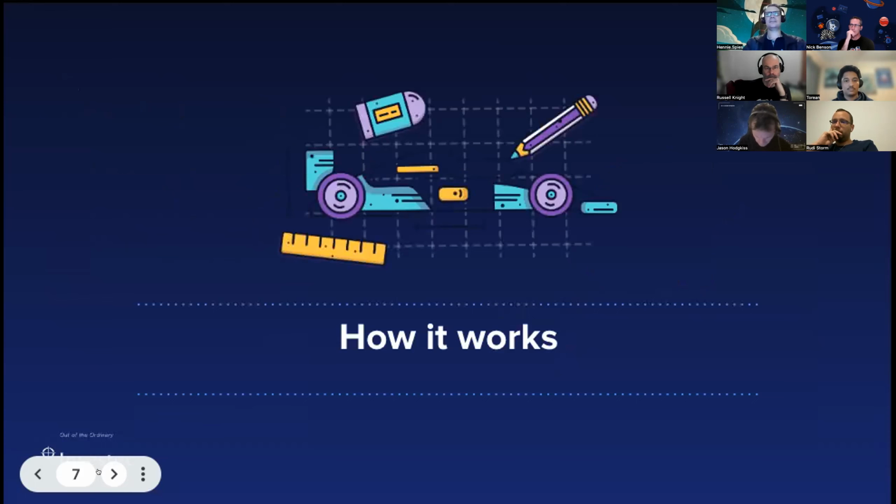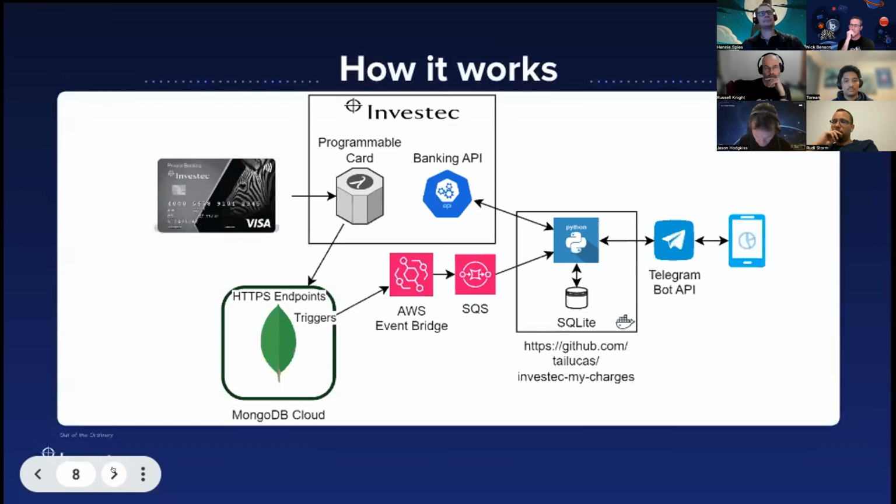So let me give you an example about how it works, but I'll start with an architecture diagram. There are a few main components to this creation. Of course, on the top, we've got Investec's platform with programmable card and banking APIs. You'll see on the bottom left, a MongoDB Cloud database cluster. MongoDB Cloud is a hosted offering of MongoDB that uses a three-cluster model for free, costs you nothing, and is super easy to set up. And there are two features of that technology that I use here.